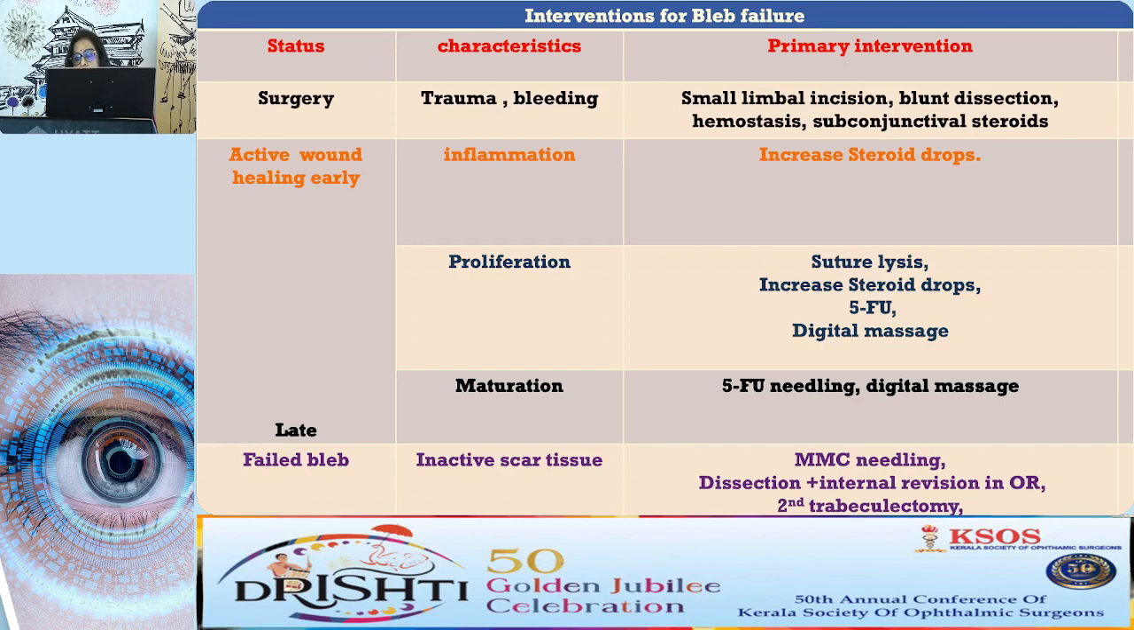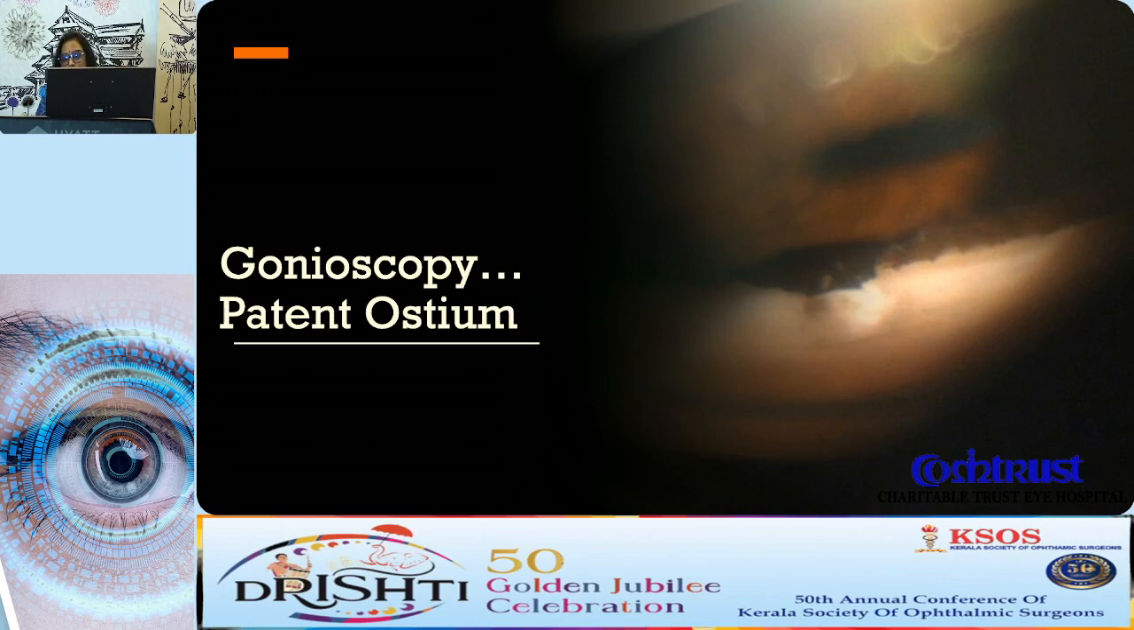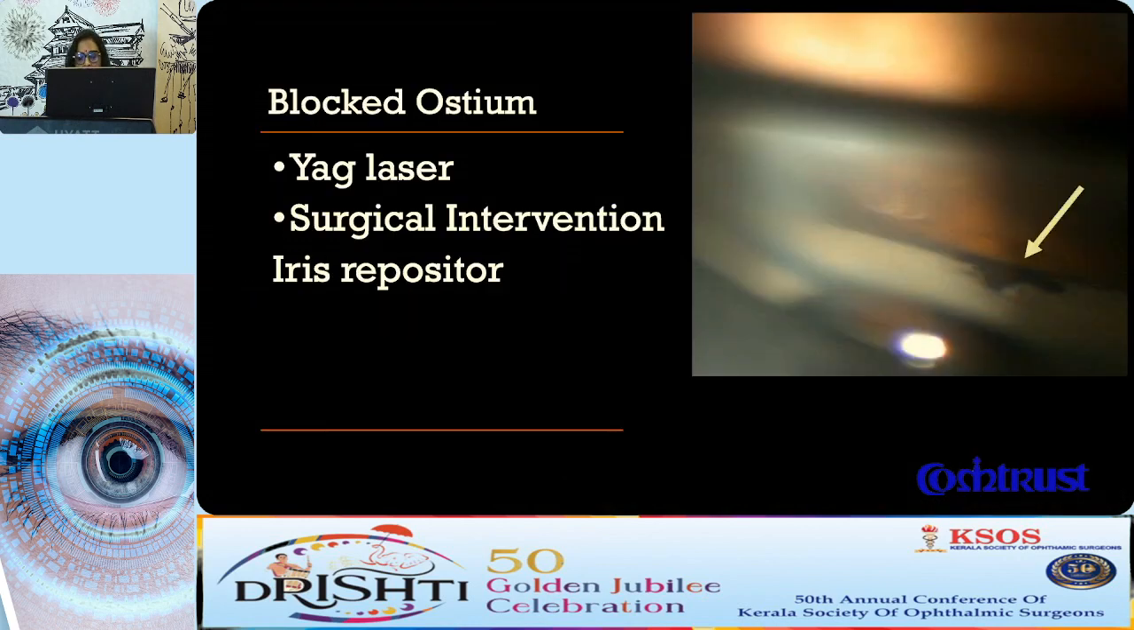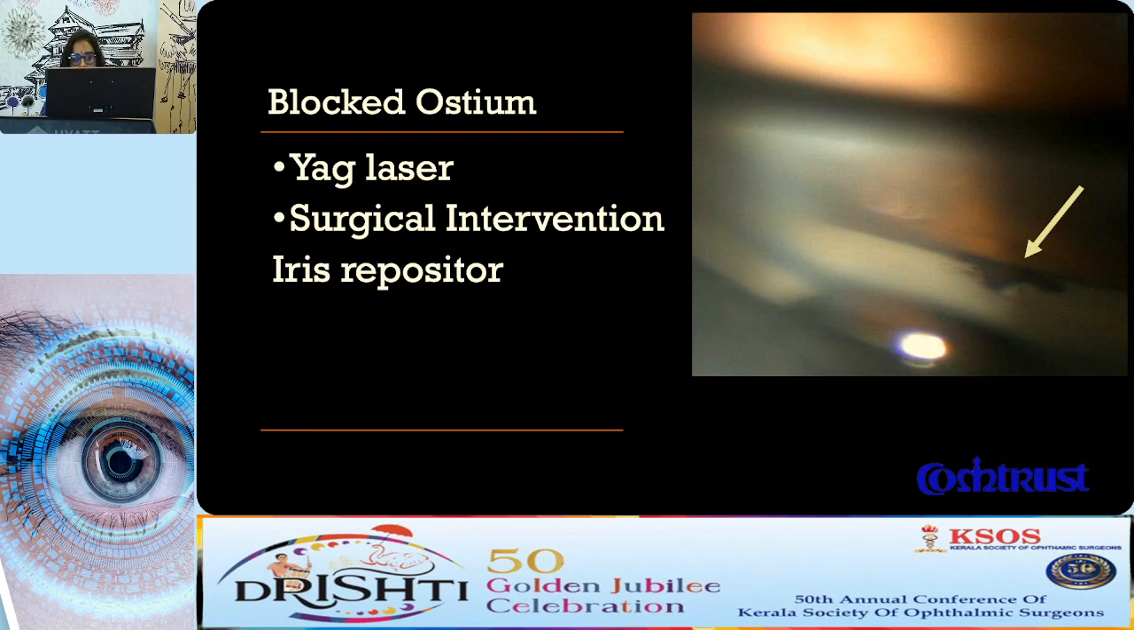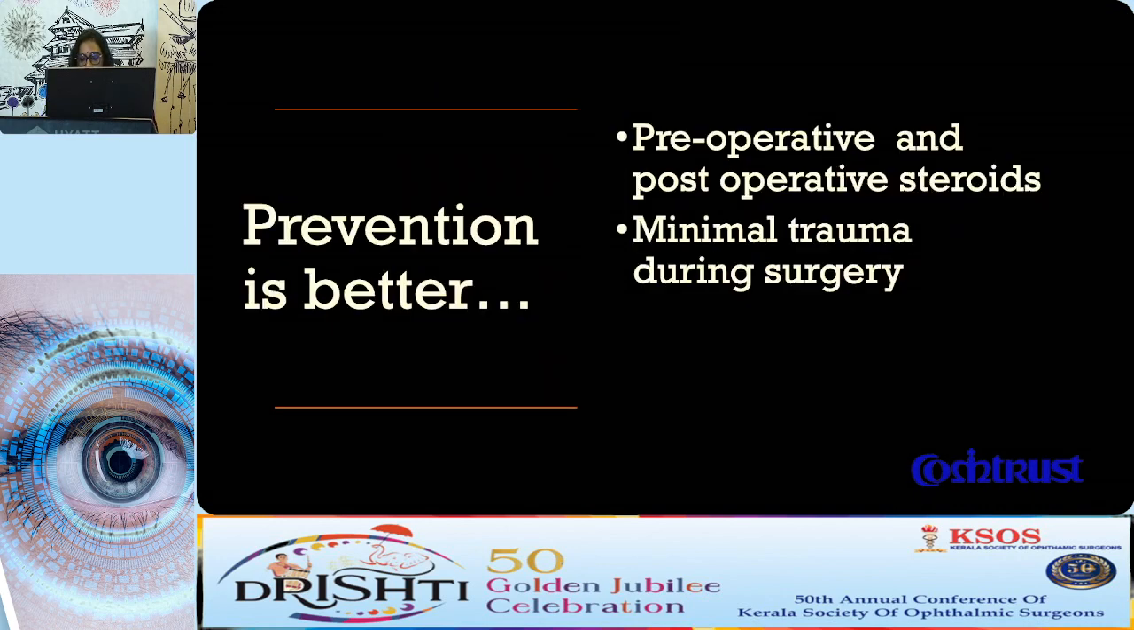Try to be as atraumatic as possible, with blunt dissection and proper hemostasis. During the early stage, there is a lot of inflammation going on, and at that time you upregulate the steroids, and we just follow it up. The first and foremost thing is to identify whether the ostium is patent. Do a gonioscopy and identify if the ostium is patent. If not, you have to address that issue first by either YAG laser or surgical intervention.